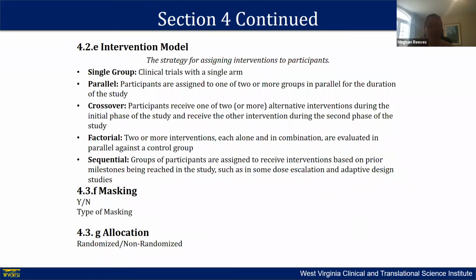Masking is the same thing as blinding. This is another thing that will be reported in clinicaltrials.gov. And there's different types of blinding or masking. Sometimes the participant is blinded, sometimes the care provider is blinded, sometimes it's the investigator, and sometimes it's the assessor, sometimes it's a combination of those, all of them, none of them, or anything in between. So you would just mark yes or no for each of those 4 categories of whether they're blinded or not.